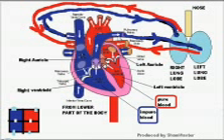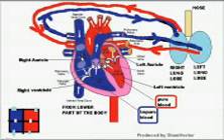What you see here is the heart. The heart has 4 chambers. Look at this as a sketch of a heart. 4 chambers, 2 blue chambers and 2 red chambers, which you can see here.